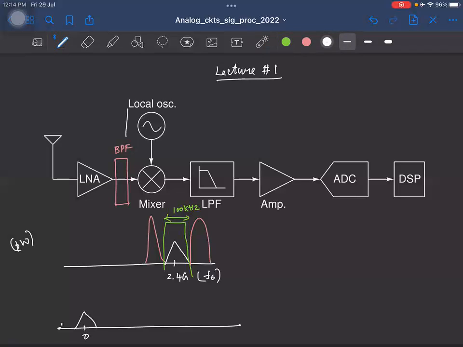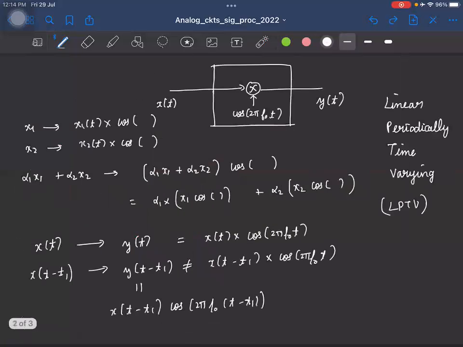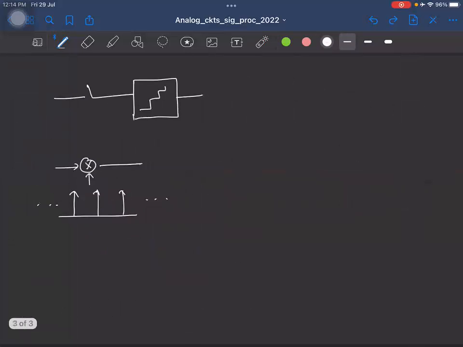One other LPTV system is this local oscillator itself, right? Because it's an oscillator, it produces an oscillatory waveform, which itself is periodic, right? So this is again a linear, periodically time varying system. Okay. So now that you are convinced that we have several useful and practically relevant LPTV systems, it only makes sense that we learn about them, right? And that will be the main objective of this course.